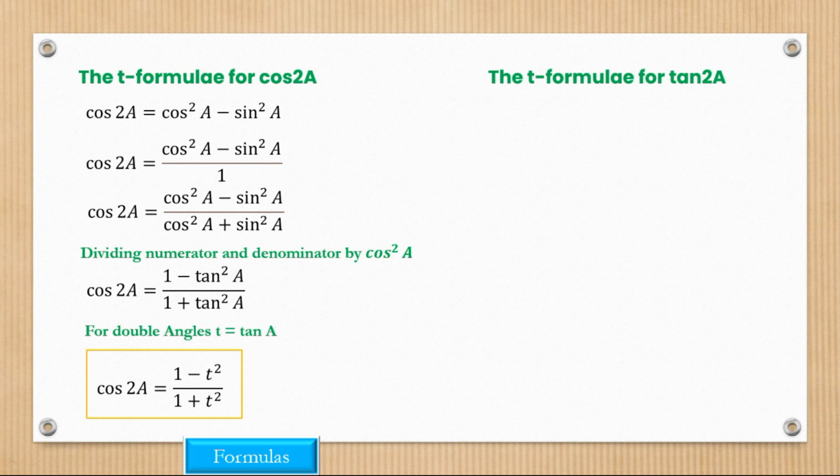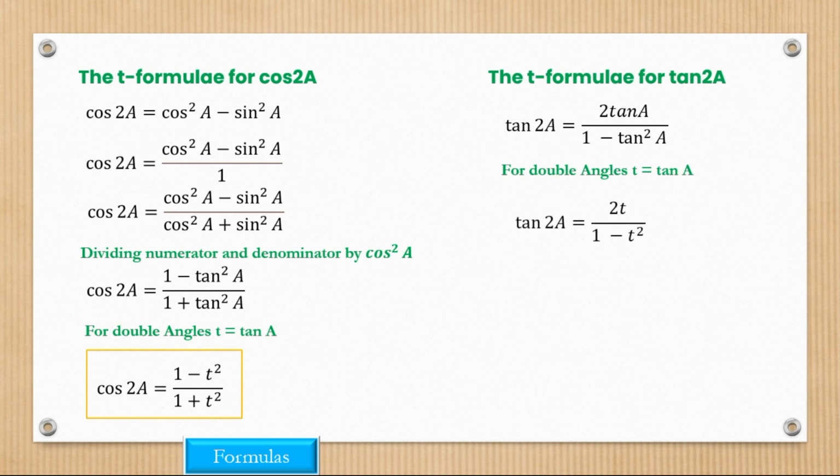So how about the t formula for the tan 2a? Now the tan 2a is already expressed in terms of tans, so we'll just substitute a t. So for double angles, t is tan a, and we'll actually end up with something like that. The tan 2a is 2t over (1 minus t squared).